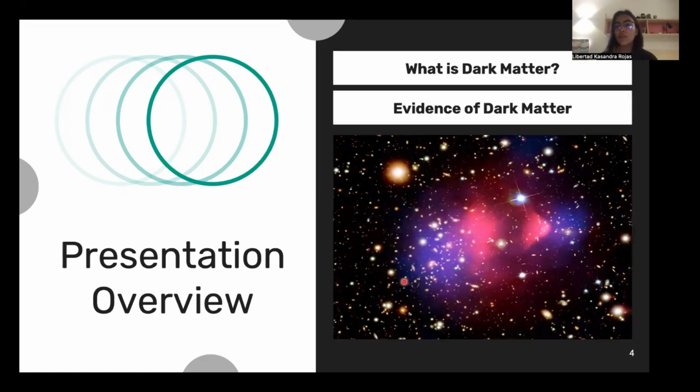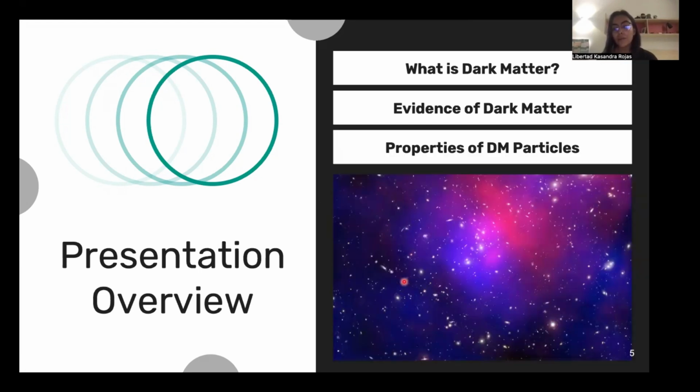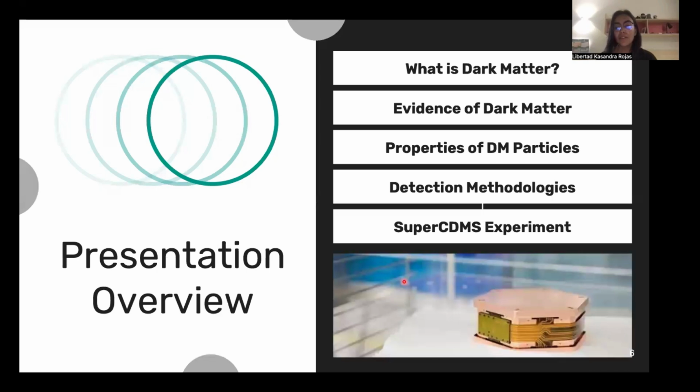Then we're going to go on to some evidence of how we know dark matter exists. After that, we're going to go over some properties of a dark matter particle. So how do we know this is a dark matter particle? What properties must it have? After that, we're going to go a bit into the detection methodology. So how do we go about detecting this type of particle?